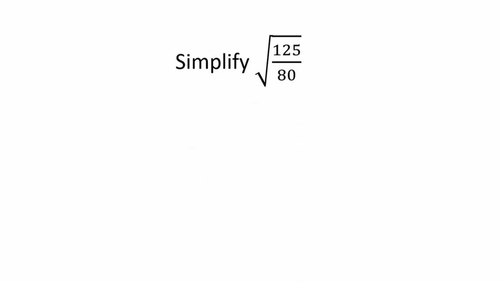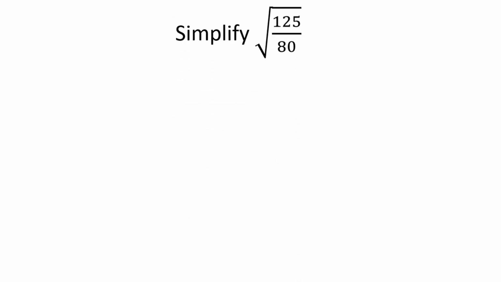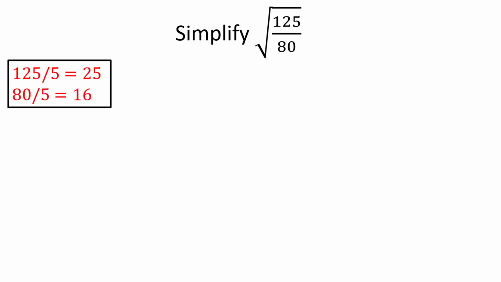Let's try some square roots with fractions. We have the square root of 125 divided by 80, which we would like to simplify. Now, you'll want to simplify the fraction underneath the square root first if you can. In this case, both the numerator and denominator are divisible by 5. 125 divided by 5 is 25, and 80 divided by 5 is 16. We have the square root of 25 divided by 16.